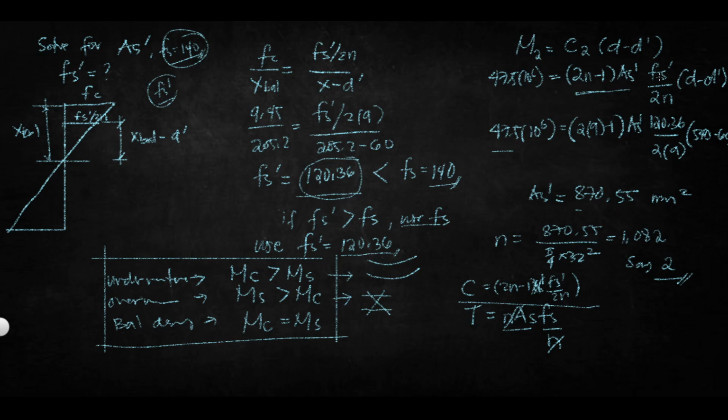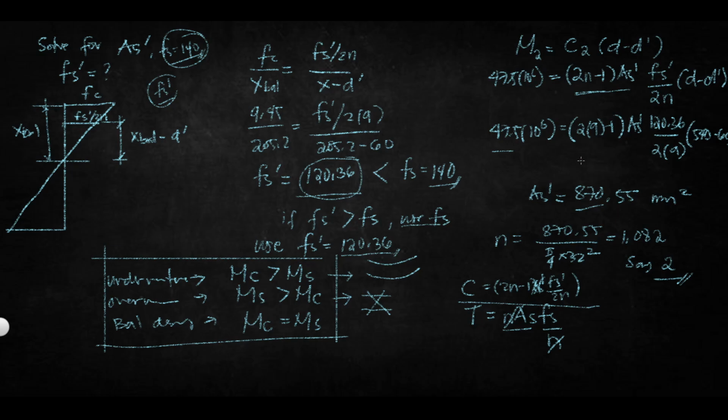So, lagyan na lahat natin yung value. Okay, so yung n natin is 9. Right? And then, Fs prime natin is 120.36. Ang d natin is 540. Ang d prime is 60. So, we will have an As prime is 870.55 millimeter square. Ito po yung ating As prime, or the area of our compression bar.